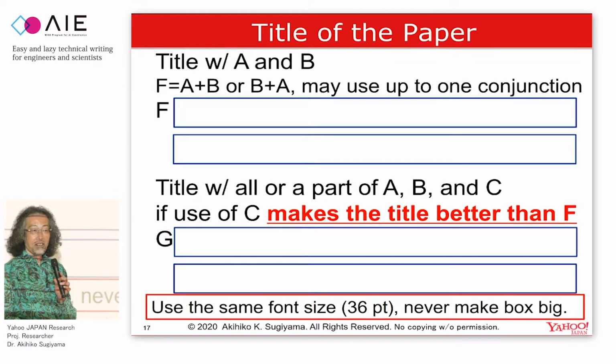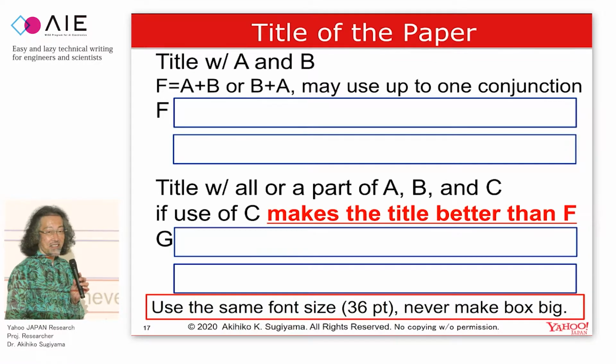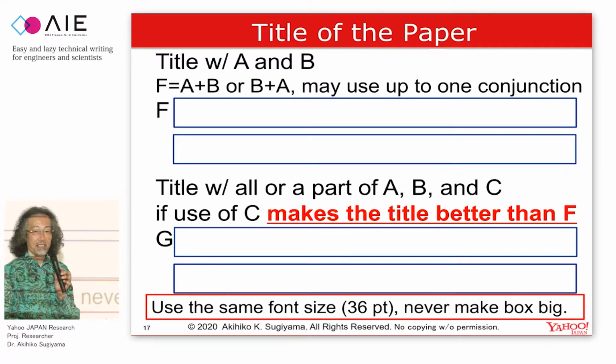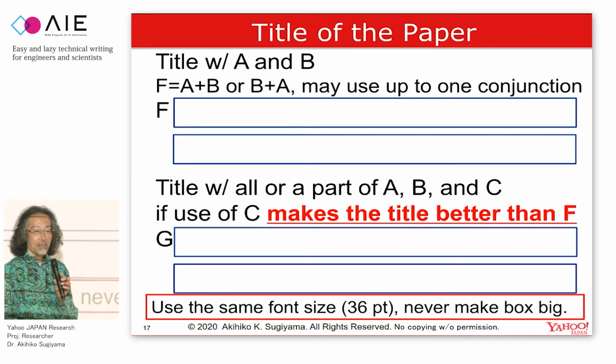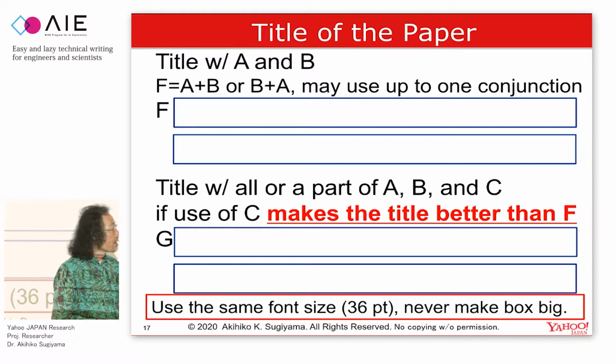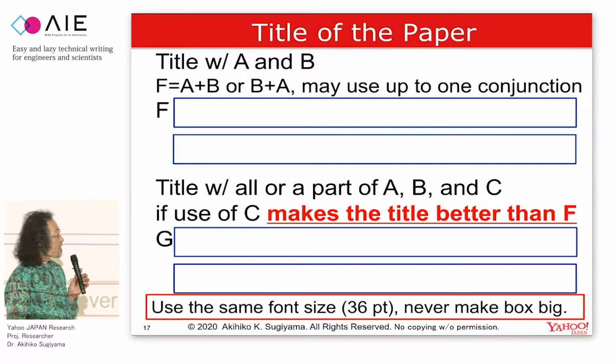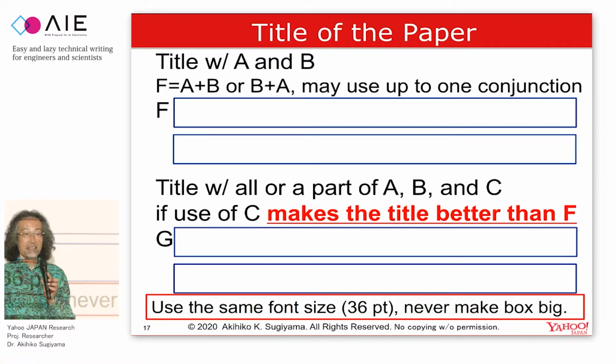So the title of your paper will be designed like this. You don't have to worry about it because it's a simple combination of A and B. A is the value and B is the trick. You can combine the value and the trick in the order like this, A plus B, that means A followed by B, or in the reverse order, B followed by A. And it is possible to use up to one conjunction to combine A and B.